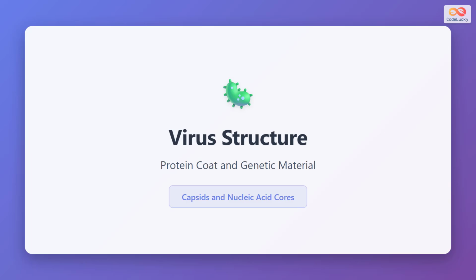Welcome to this lesson on virus structure. Today, we'll explore the two main components that make up a virus, the protein coat and the genetic material. We'll learn about capsids and nucleic acid cores and understand how these parts work together to form a complete virus.